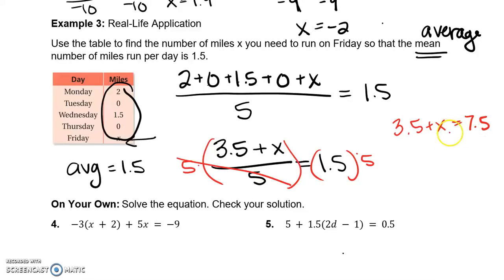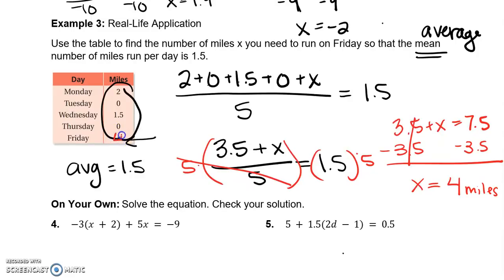And now we've got a really easy equation to solve. This goes back to lesson 1.1. So 3.5 plus x equals 7.5. We subtract 3.5 from both sides. This goes away, and you're left with x equals 4 miles. Now, that means you have to run 4 miles on Friday to get an average of 1.5.